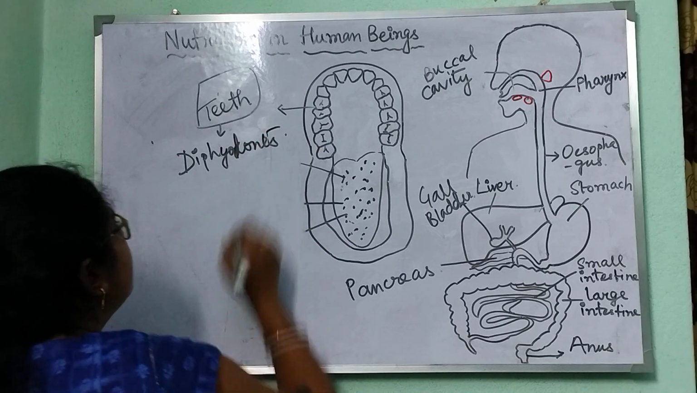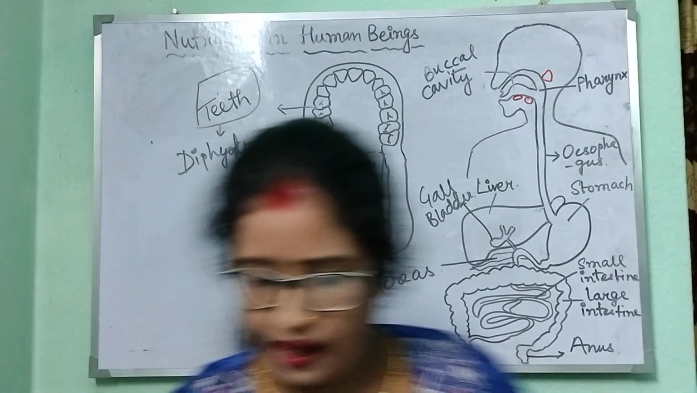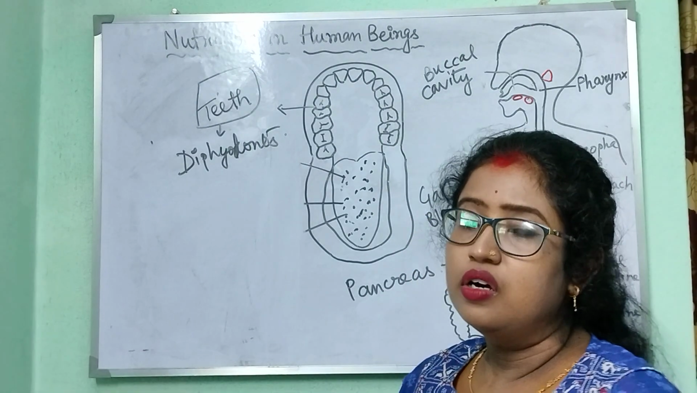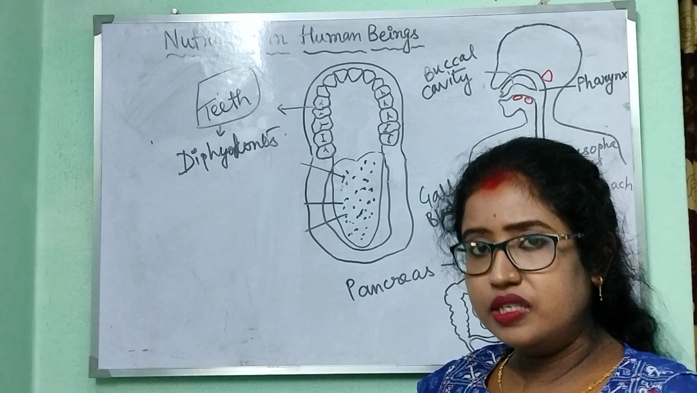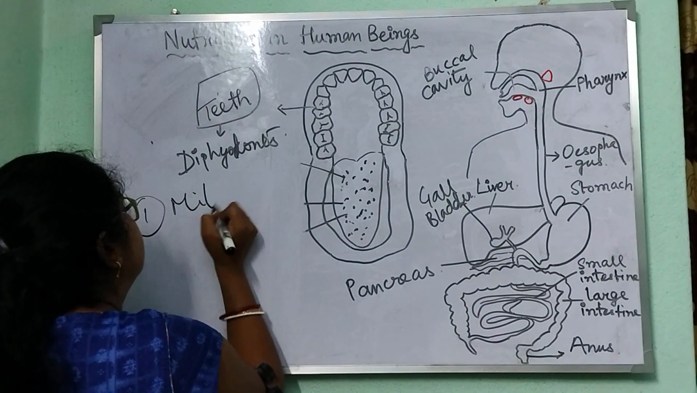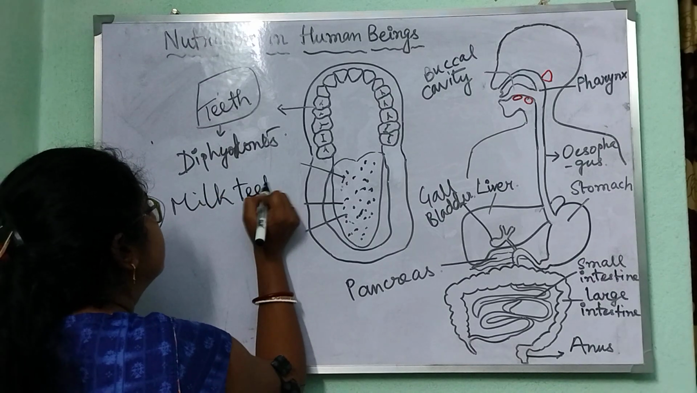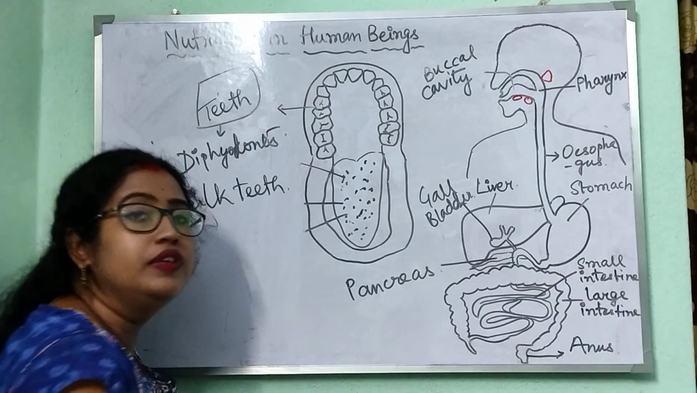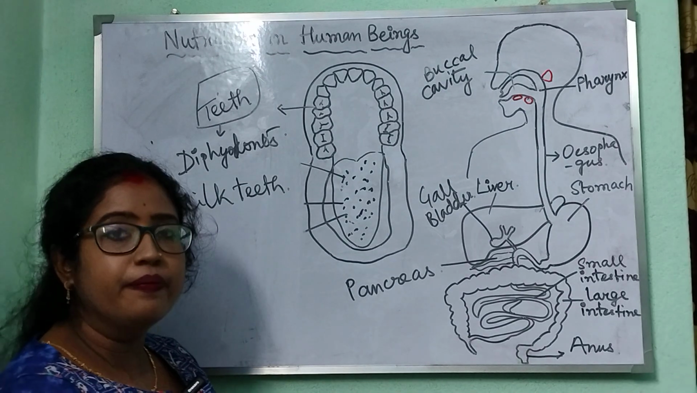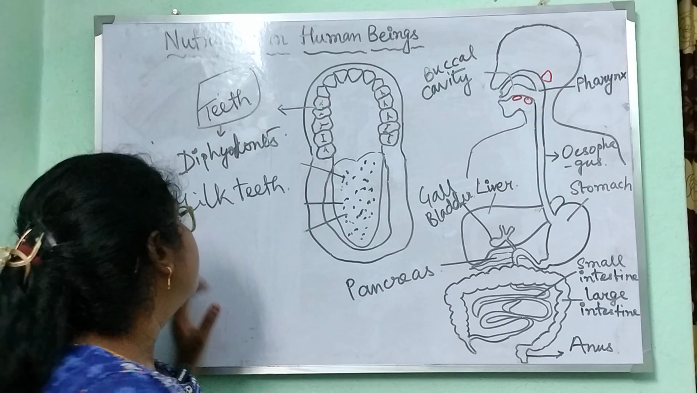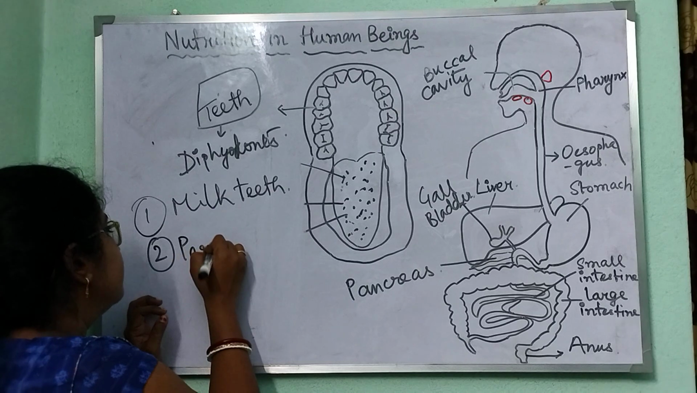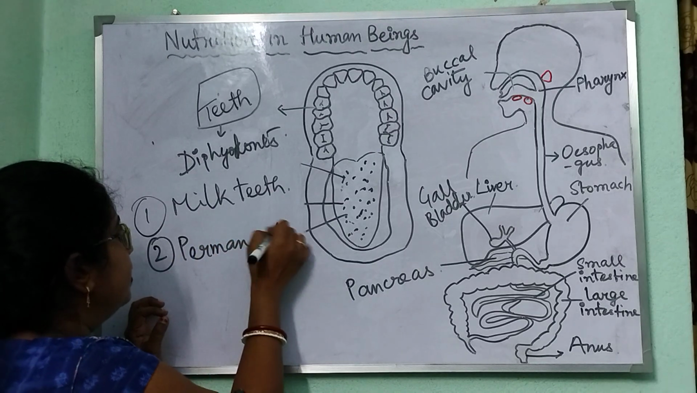Diphyodonts means we have two types of teeth. The first one is our milk teeth, which we have in our early stages of life. Then the second one is permanent teeth.